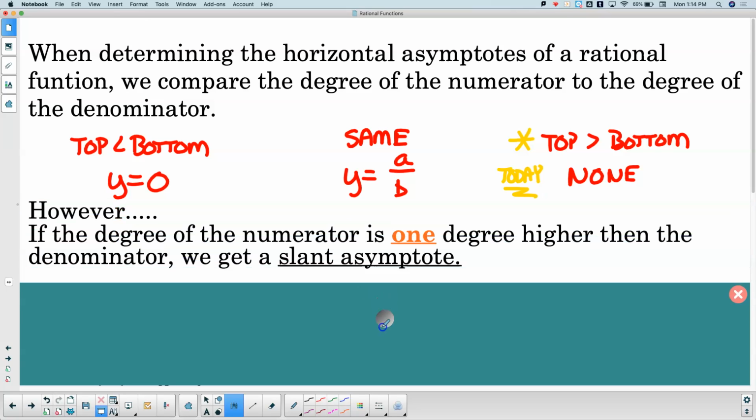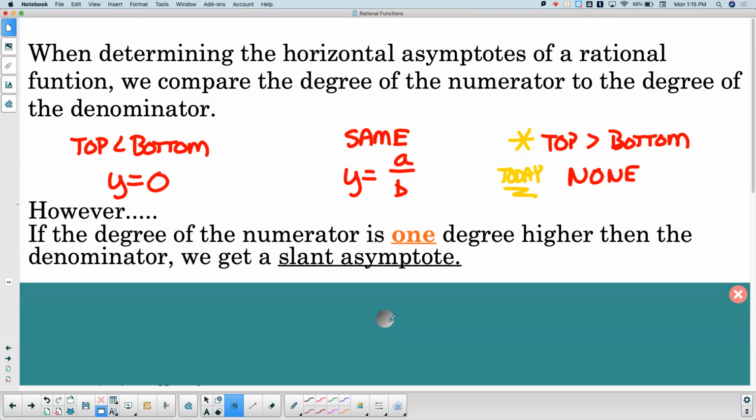And so that is going to become, if the degree of the numerator is 1 degree higher than the denominator. So if it was like x cubed over x squared, or x to the fourth over x cubed, okay, then we get what's called a slant asymptote. So it's in that non-horizontal case.